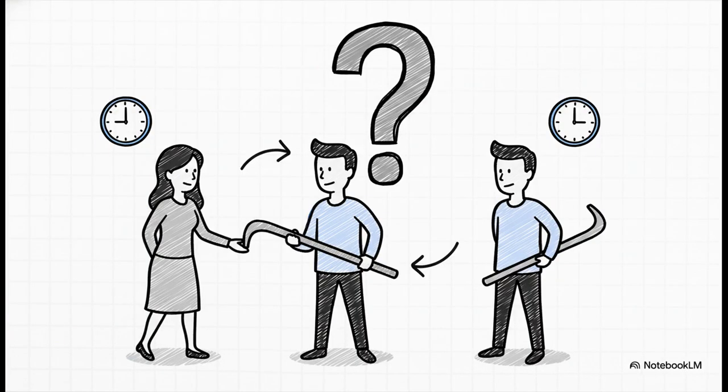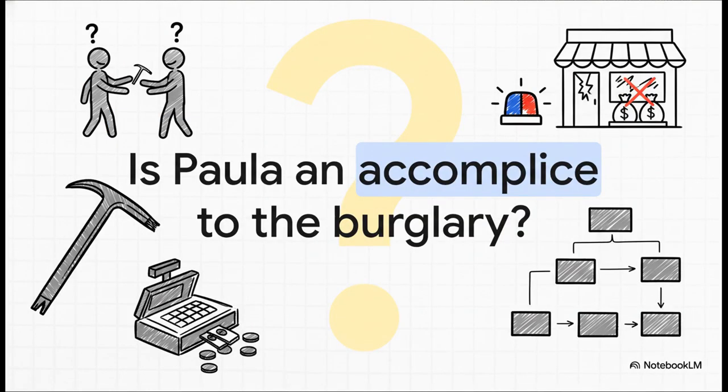All right, let's put this framework to the test with a quick scenario. We have Dan, he's our principal. We have Paula, who helps him before the crime. And we have Fred, who helps him after. Let's figure out who's liable for what. First up, Paula. Dan asks for a crowbar to get some money, and she gives it to him, knowing full well what he's planning. Is she an accomplice to the burglary?